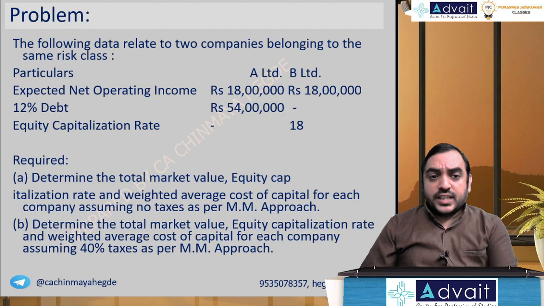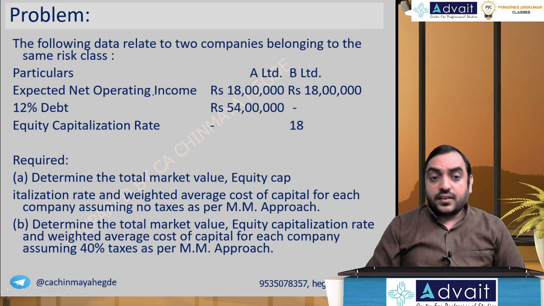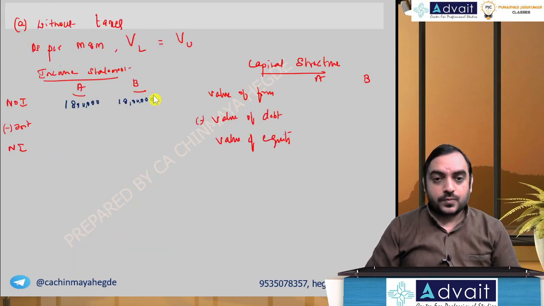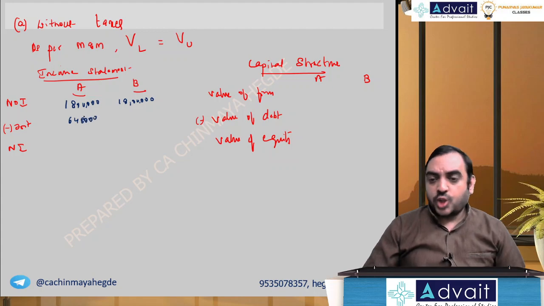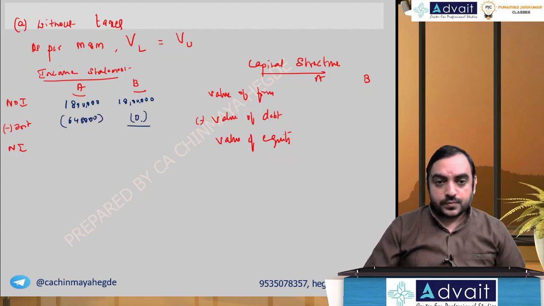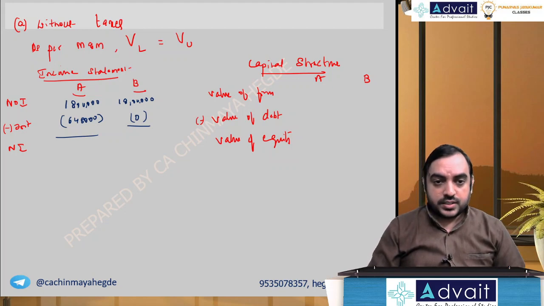What they've given, net operating income, let's write down 18 lakh, 18 lakh. Interest: company A has taken debt, 12% debt, 12% on 54 lakh, that is 6 lakh 48,000. Company B has not taken any debt, so 0. No tax, tax will come later. So 18 lakh minus 6 lakh 48,000 is 11 lakh 52,000. And here 18 lakh.